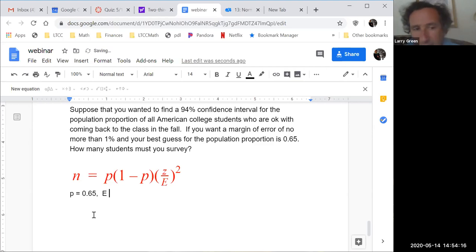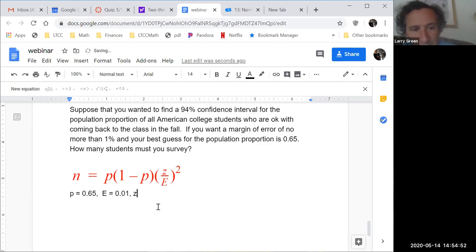What's E? Yeah, so just a note, because a lot of people make mistakes on this. I gave you 1%. You need to think about that as 1.0%, and then you have to move the decimal over to the left two places. If you move the decimal over two places, it becomes 0.01. Any questions so far?